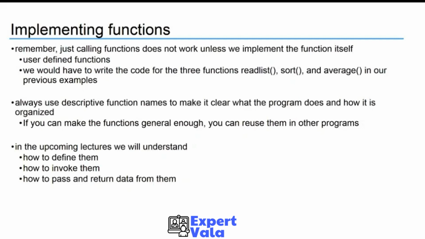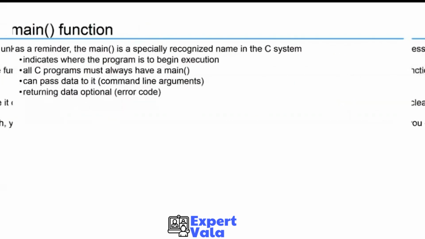That's what we are going to focus on in the upcoming lectures. I also wanted to mention that our main routine, which we have seen over and over in every C program, is a function. The main function is a specially organized name in the C system. It indicates where the program is to begin execution. All C programs always have a main.